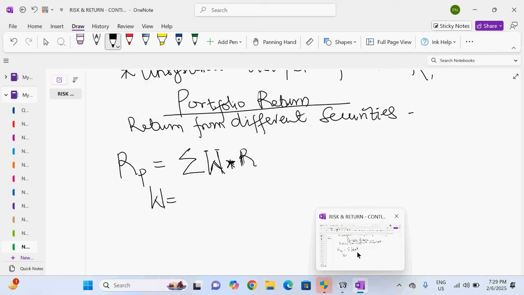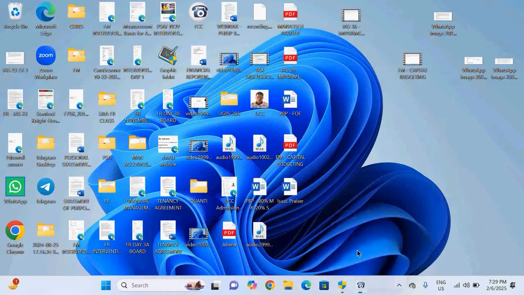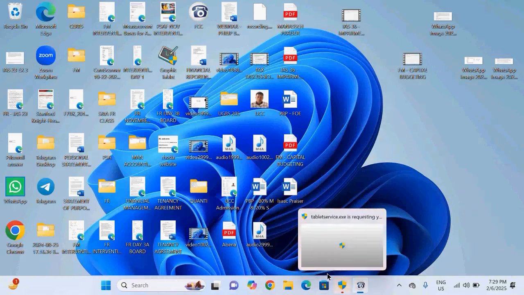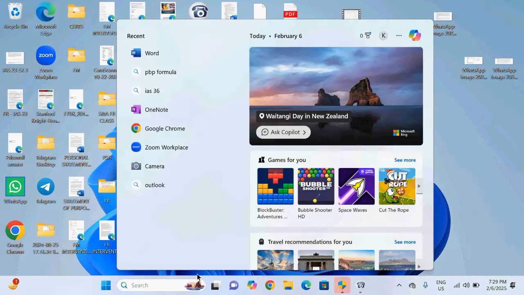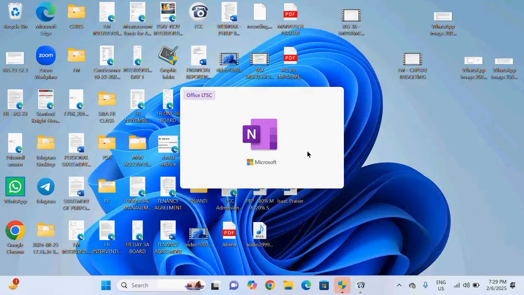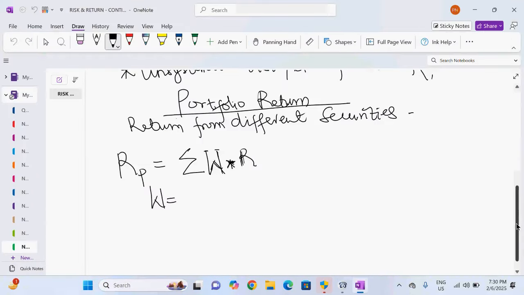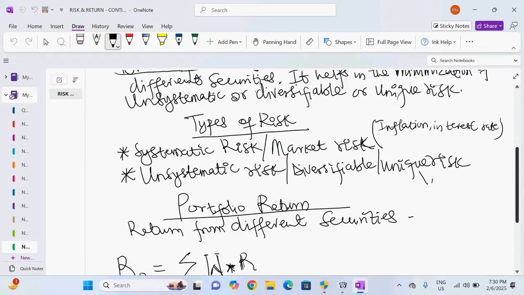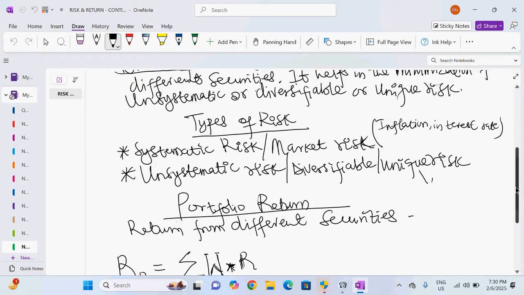You should explain the types of risk again. Okay, so then I should explain the types of risks again. I said we have two types of risks: the systematic risks or the market risks, and then we have the unsystematic risks or diversifiable or unique risks. And I said the systematic risk or the market risk is a risk in the market.